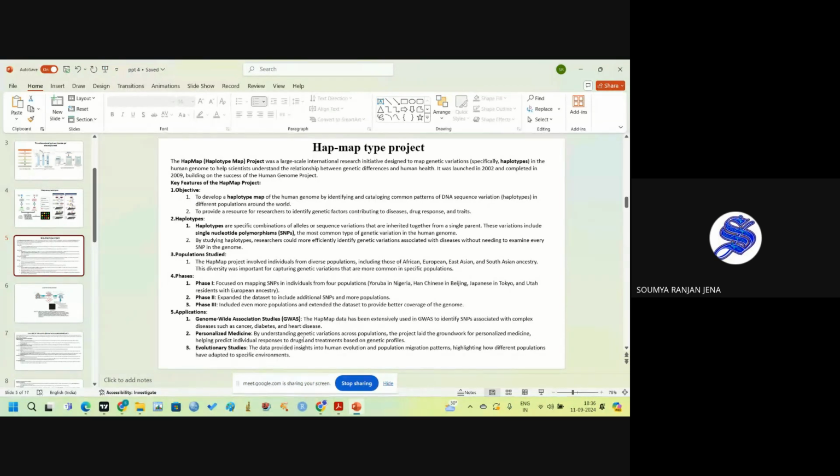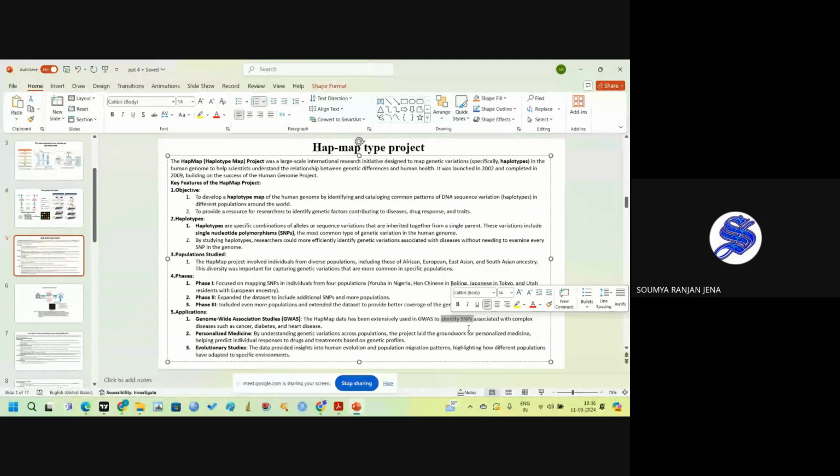An application of the HapMap project is the genome-wide association study. The HapMap data has been extensively used in genome-wide association studies to identify SNPs. We have to study SNPs because single nucleotide polymorphism is very dangerous for gene variation. If you change one nucleotide in a gene sequence, suppose AUG is the start codon, and we mutate the U, then the gene will not be expressed or translated. So this is the biggest problem of SNPs.